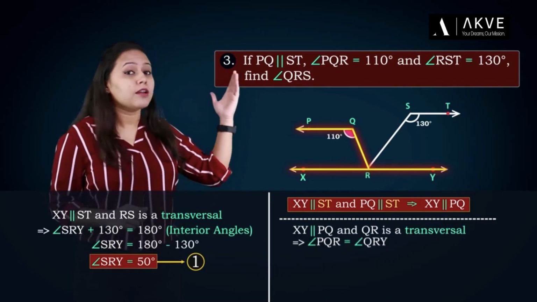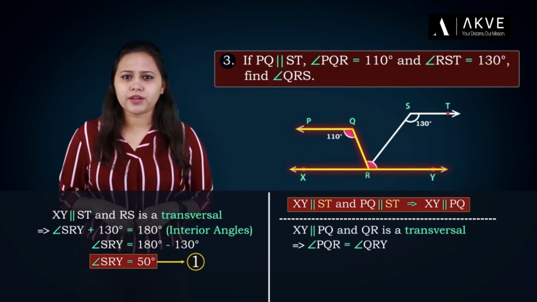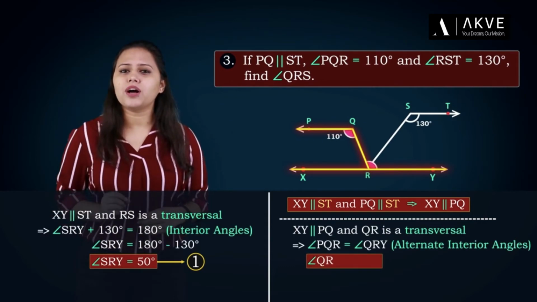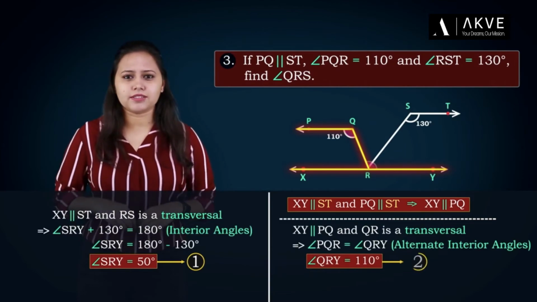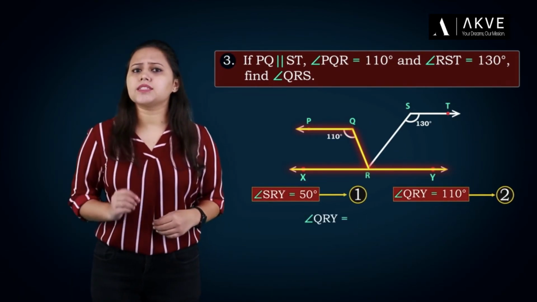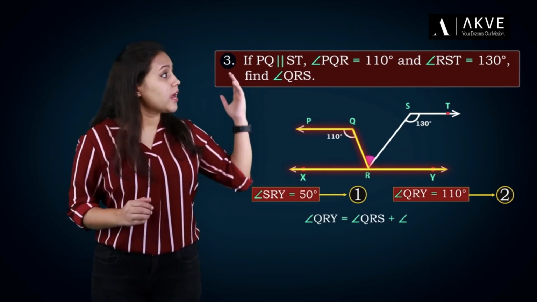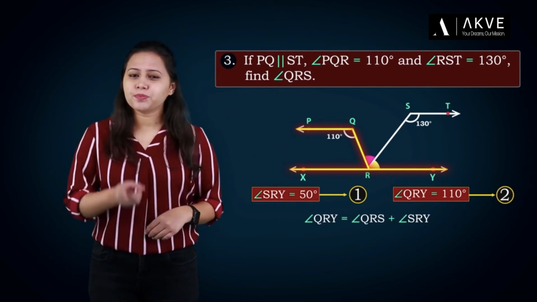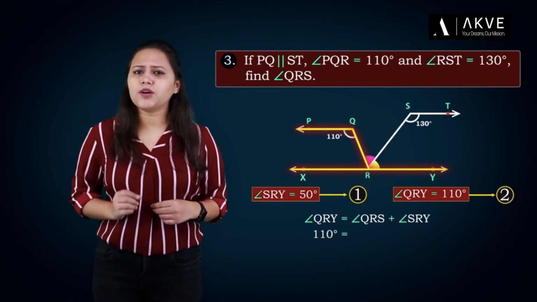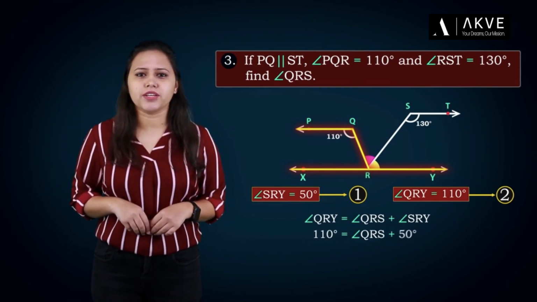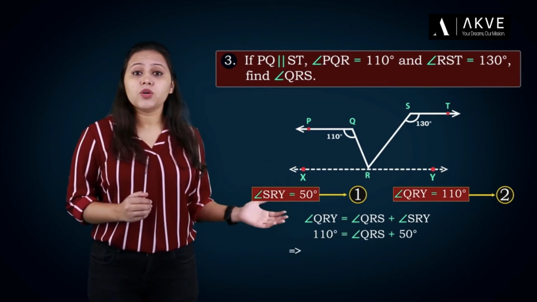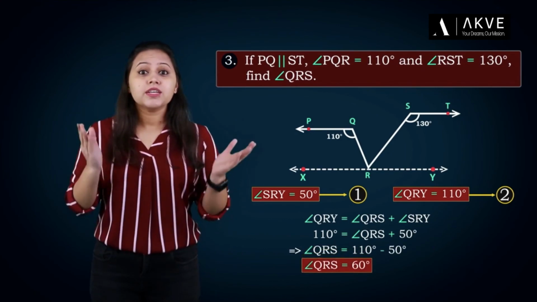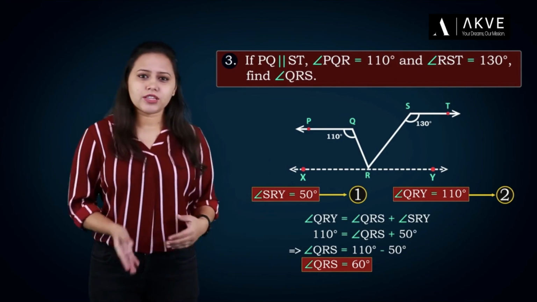So here XY is parallel to PQ and QR is a transversal. This means angle PQR is equal to angle QRY because they are alternate interior angles. Thus, angle QRY is equal to 110 degrees. But angle QRY is the sum of angle QRS and angle SRY. Thus, on substituting the values in this equation, we get 110 degrees is equal to angle QRS plus 50 degrees. This implies angle QRS is equal to 110 degrees minus 50 degrees, which gives 60 degrees. Hence, we got the required answer.